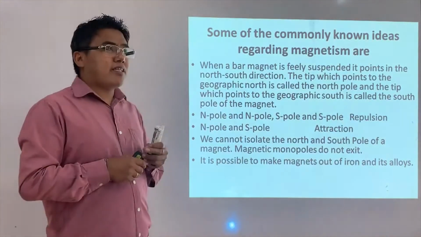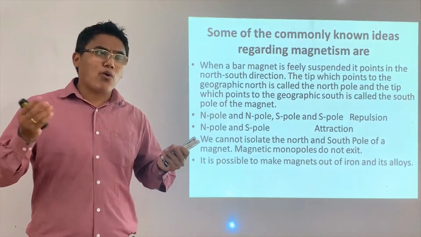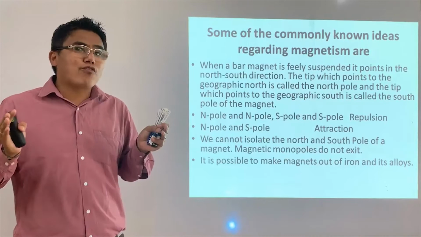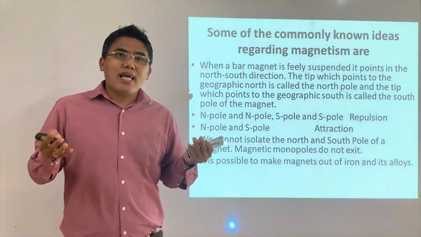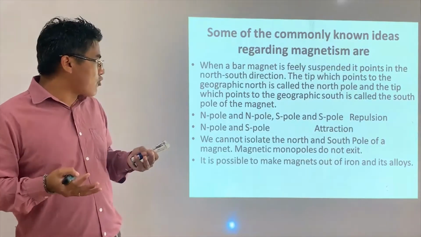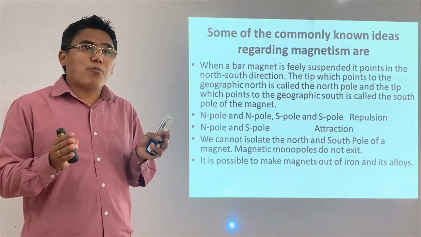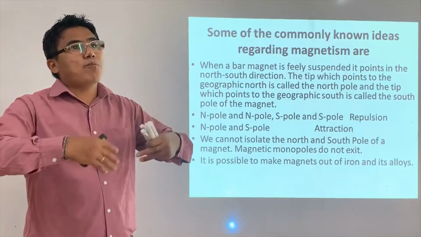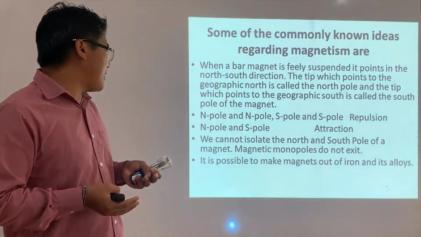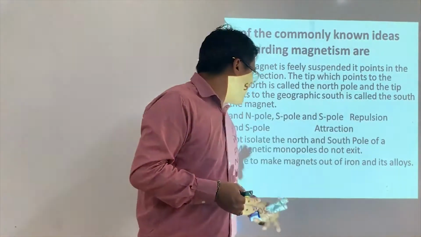One more important thing is that a magnet has two poles, which we call south and north, and these two poles are inseparable. We cannot separate the north pole from the south pole, unlike an electric dipole, where I can separate a positive charge from a negative charge. With magnetism, you cannot separate the poles. If you cut the magnet, a north pole and a south pole appear again. So we cannot isolate the north pole and south pole of a magnet, and therefore magnetic monopoles do not exist.